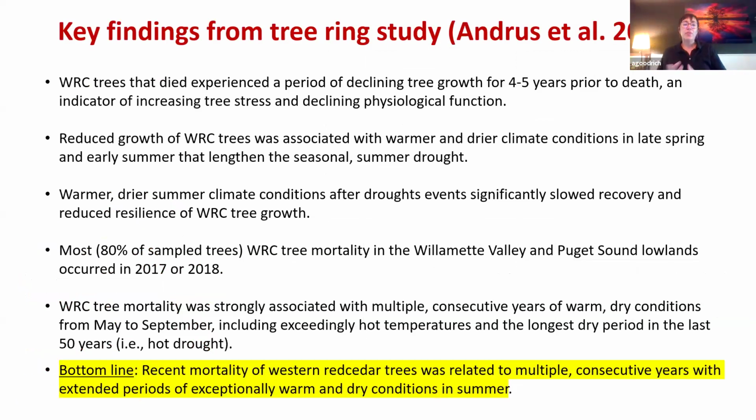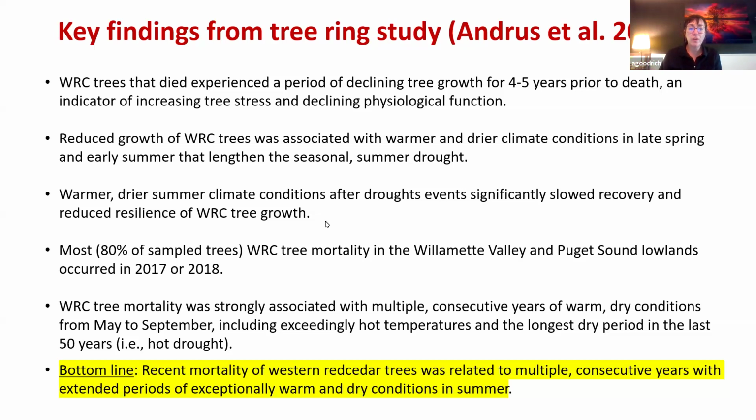And so key findings from that study I have listed here, and I'll just read off some important ones. The Western red cedar trees that died experienced a period of declining growth for that 4 to 5 years prior to their death, and that's an indicator of increasing tree stress and declining physiological function. The reduced growth of the trees was associated with warmer and drier climate conditions in late spring and early summer. So I didn't show you those data, but that paper that I know Molly has provided and is willing to provide has a lot more details of the correlations between climate and tree growth.